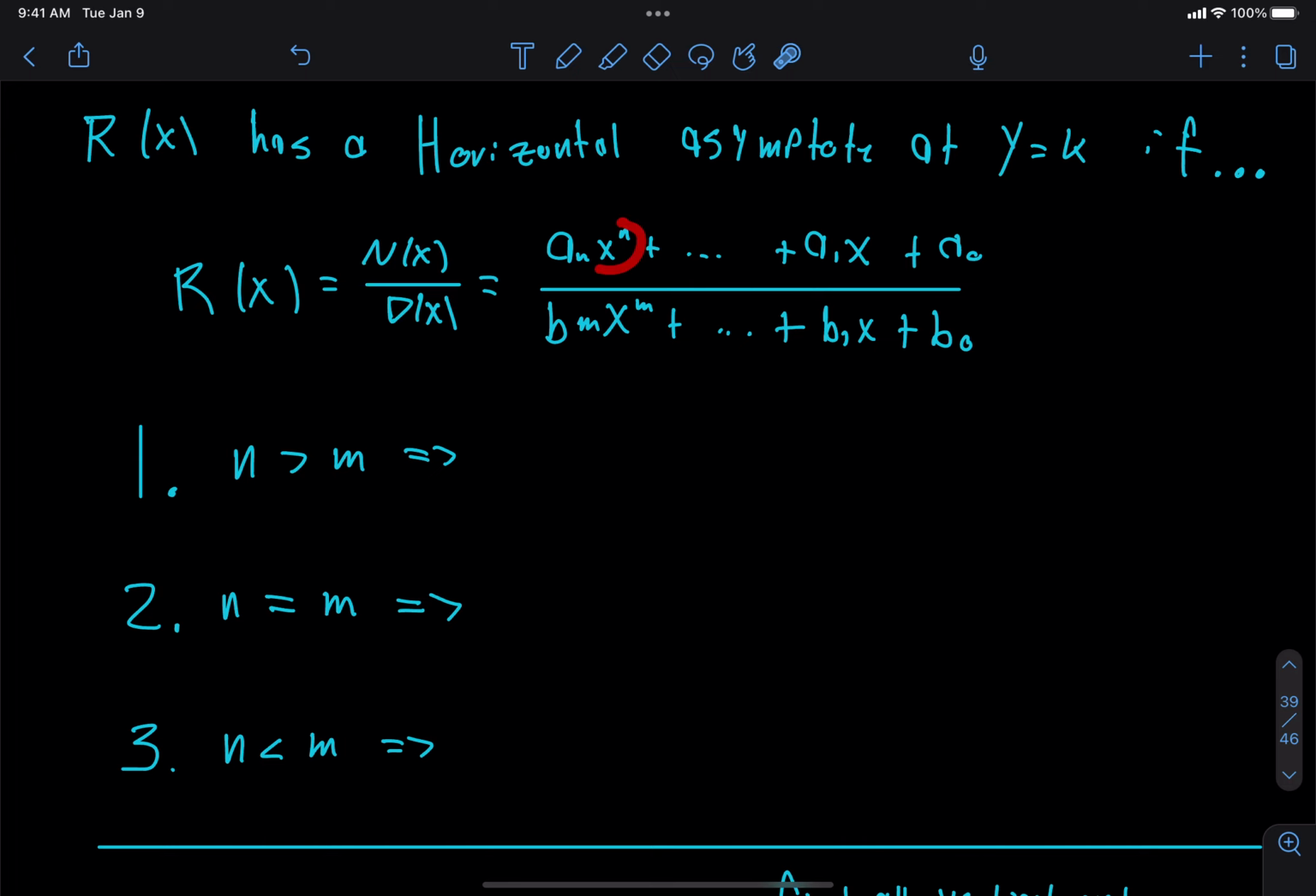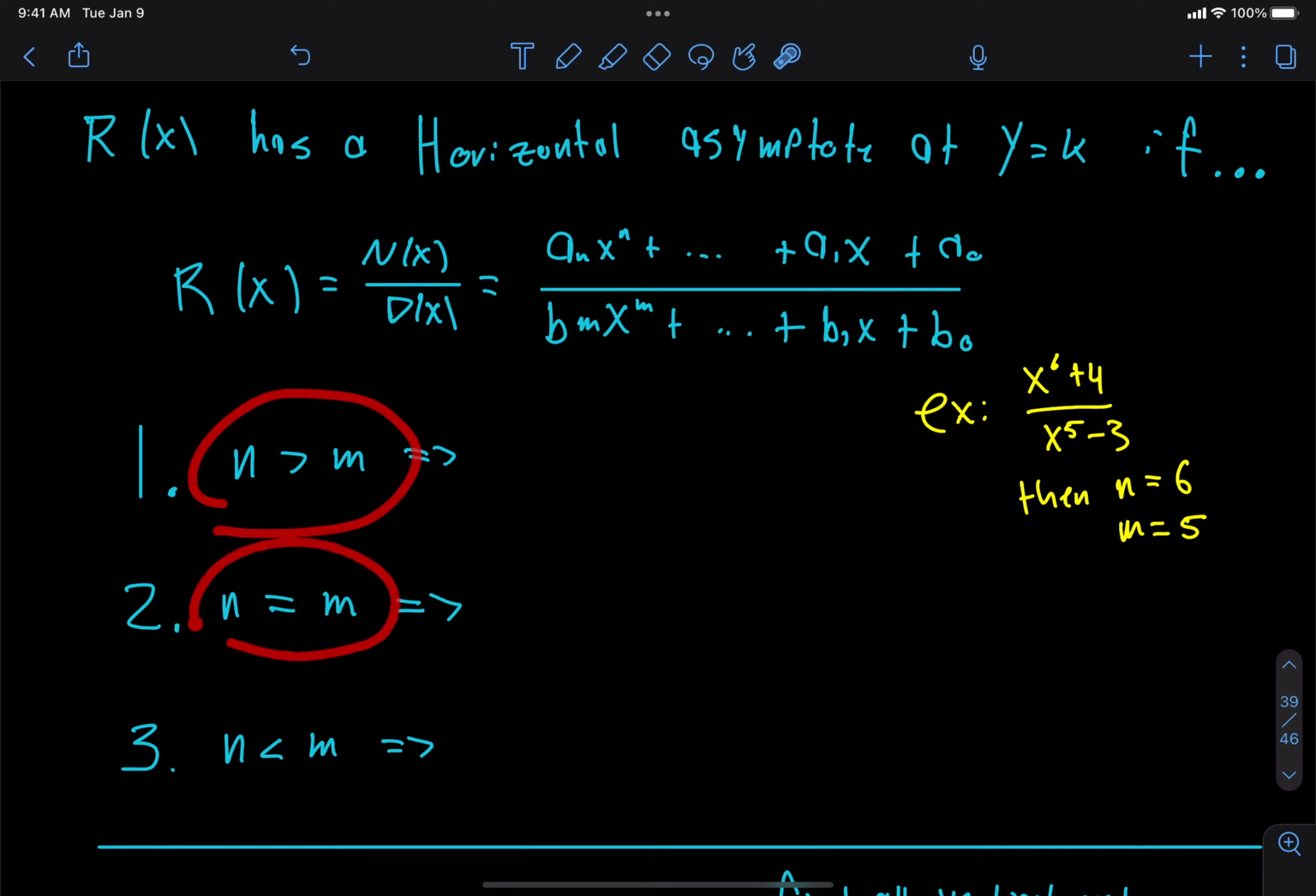And depending on which one is bigger, say if we had x to the 5th versus x to the 4th, then n would be bigger than m. Let me do a strict example. If we had x to the 6th plus 4 over x to the 5th minus 3, then the degree of the numerator, n, would be 6, which is larger than the degree of the denominator, which is 5. So which one of these things is going to be true? It's going to be the first one: n is larger than m.